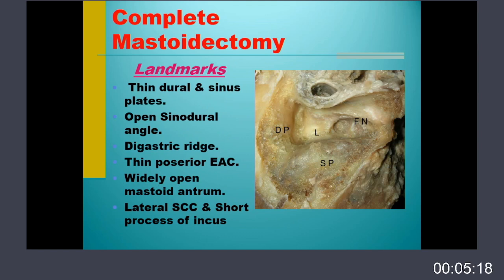So this is the complete cortical mastoidectomy. In this, you see the thin dural and sinus plates, open sinodural angle, digastric ridge. The posterior canal wall is very thin. We should have it thin so that you are able to see the shadow of the instrument from the other side. We can see the mastoid antrum, and the lateral semicircular canal is also visible.